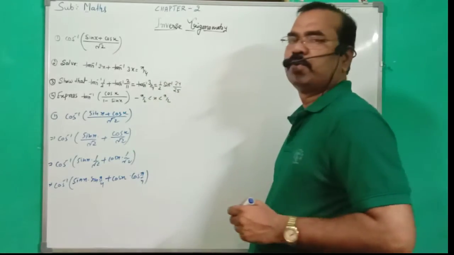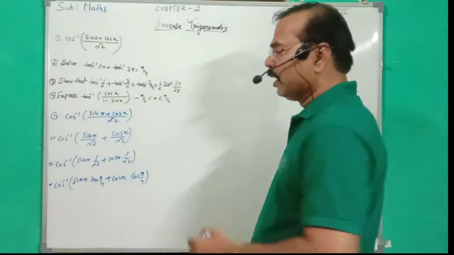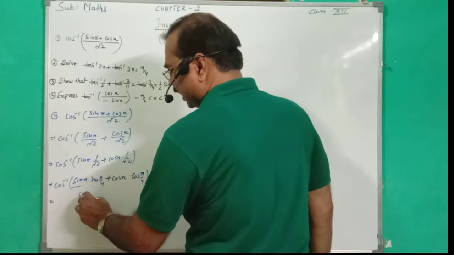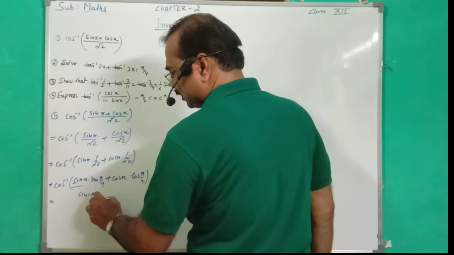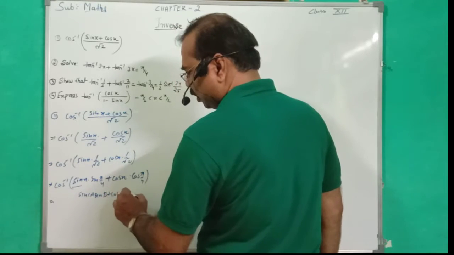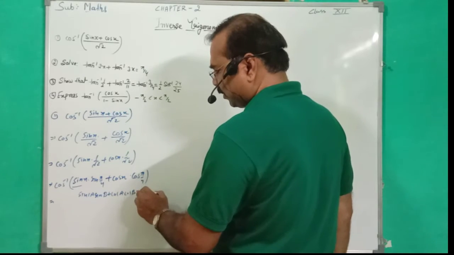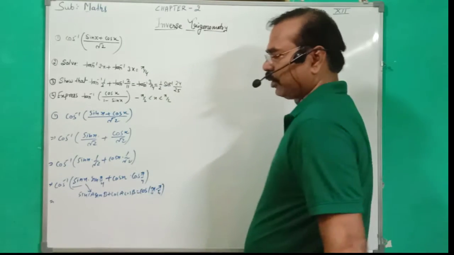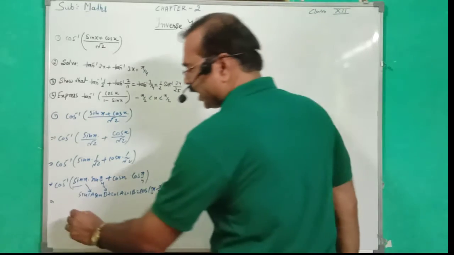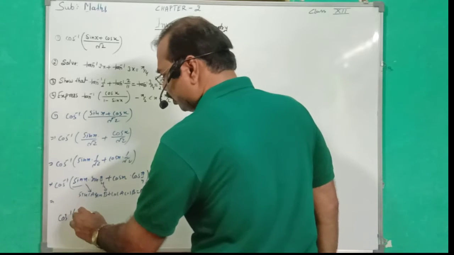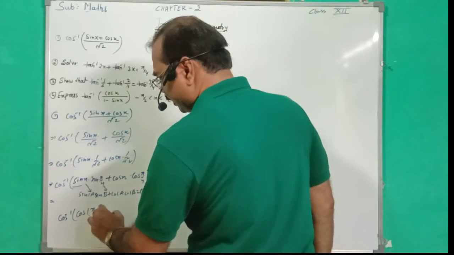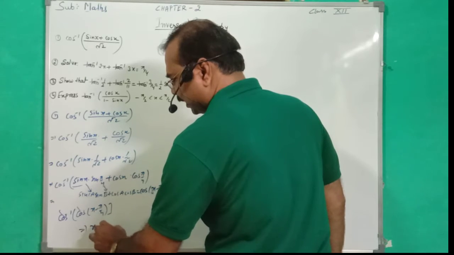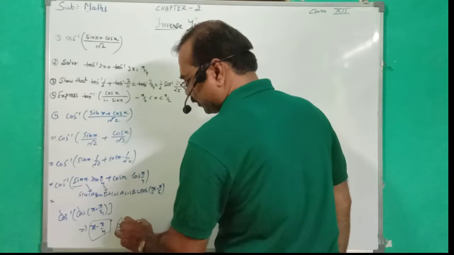You know that 1 upon root 2 in the form of cos and sin, both values are the same. So students, you know the identity of sin A sin B plus cos A cos B. We already discussed that identity in class 11. That identity is cos of (A minus B). Now we compare: the value of A is x and the value of B is pi by 4. So we can write cos inverse of cos (x minus pi by 4). The cos inverse and cos cancel, and we get x minus pi by 4. That is your answer. Any doubt?